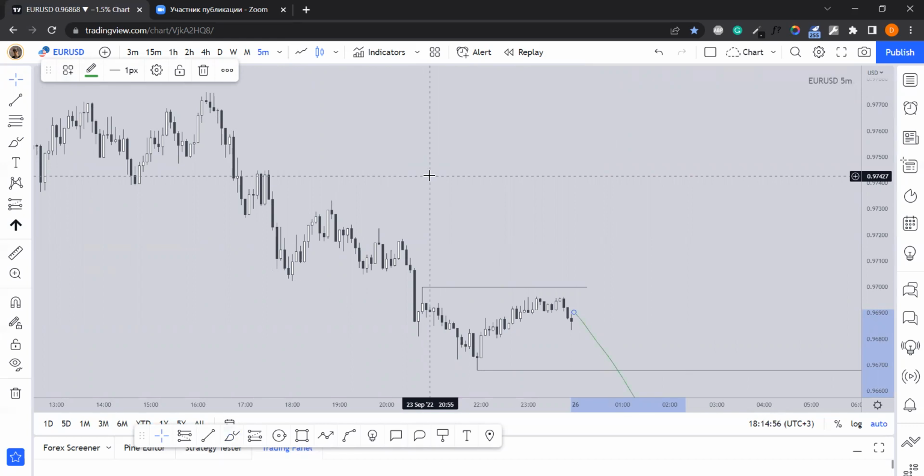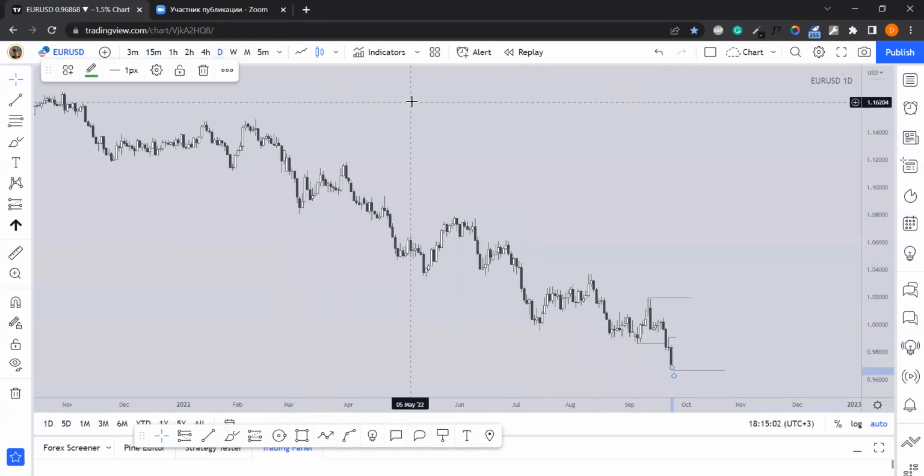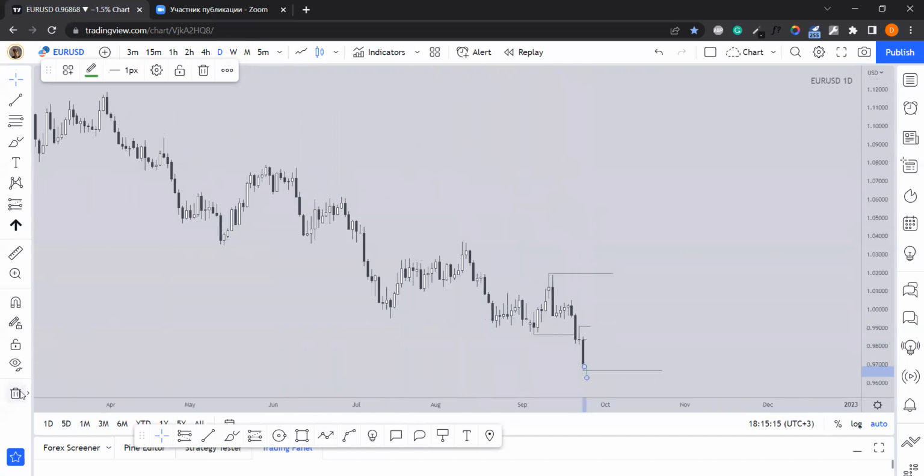So this is the first exercise: you take any chart and go from daily to 4 hour to 1 hour to 5 minute and find the recent ranges you are currently in on all these time frames. And then the second task will be something like this.